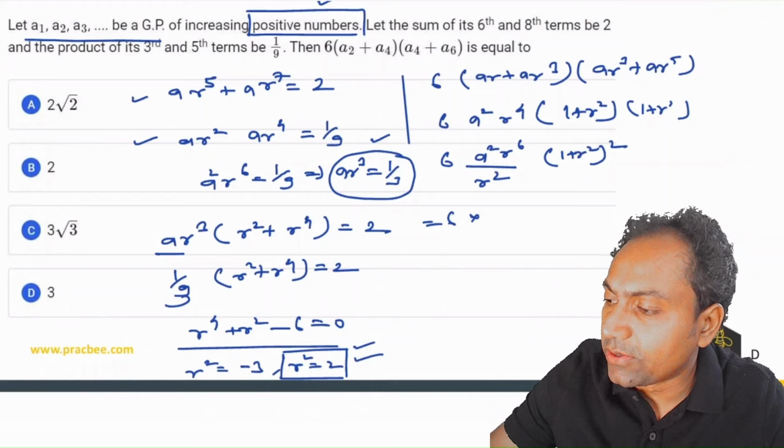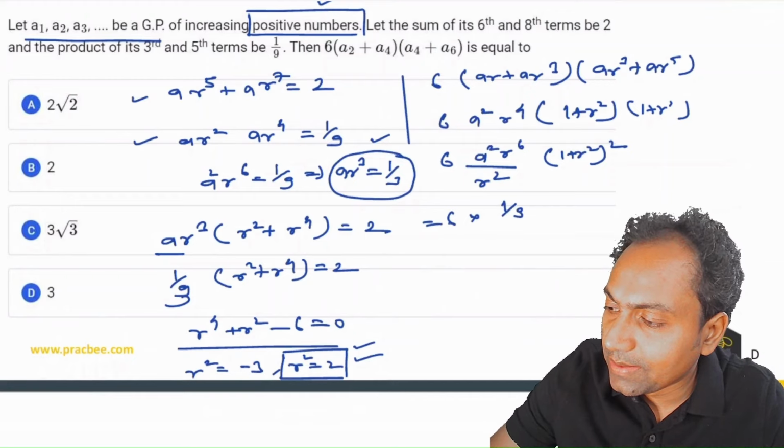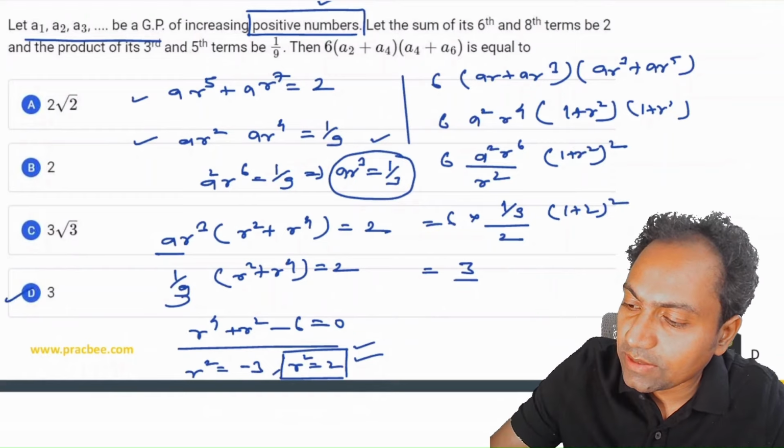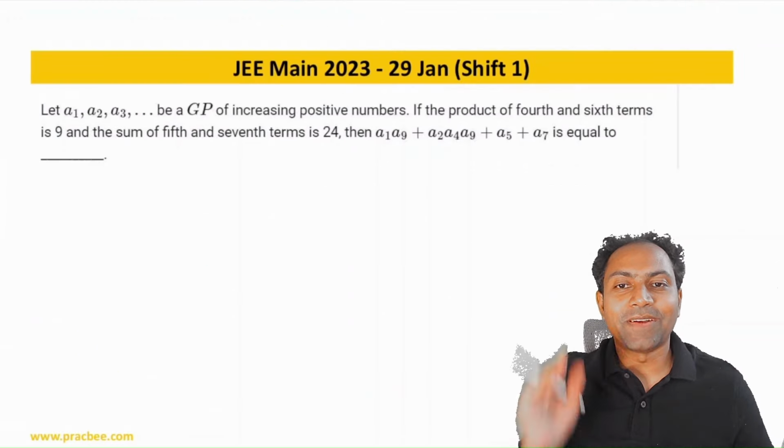So 6 into, this will become 1 by 9. This will become 2. 1 plus 2 whole square. If I simplify this, it comes out to be 3. That is nothing but option D. Now let us look into the next question.